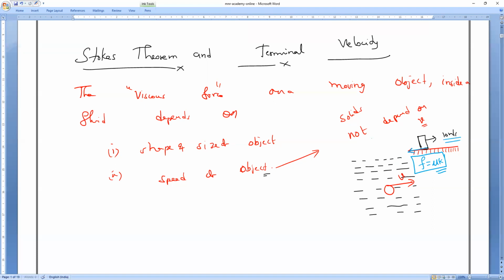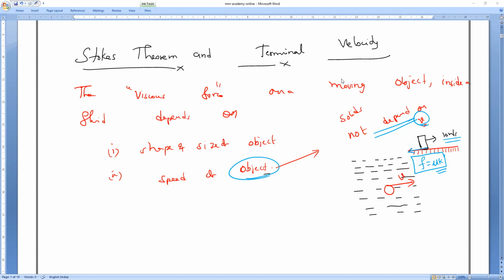That's why solids do not depend on V, but here the speed of the object matters for the viscous force when a solid is passing through the liquid. It is completely immersed and then passing. So that is what you have to remember. Clear, everybody? Understanding, all of you?